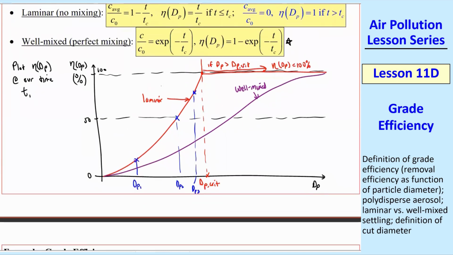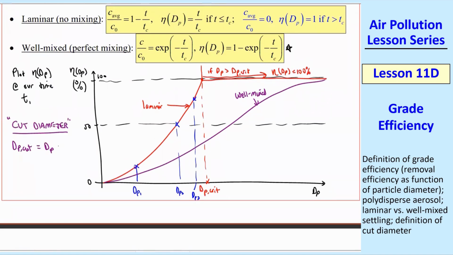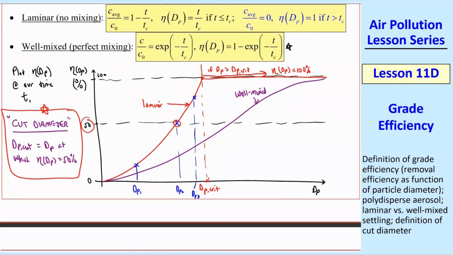Now I want to define one more thing, and that is the cut diameter. dp cut is defined as the diameter dp at which the grade efficiency is exactly half, or 50%. So this is our 50% line. So you see we have a cut diameter for the laminar case, and that is approximately dp2, dp cut for the laminar case.